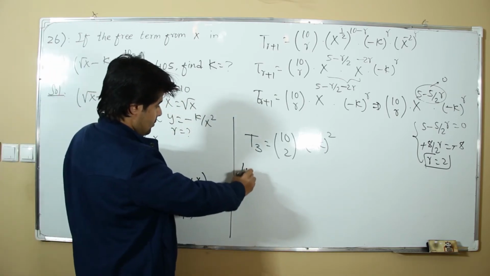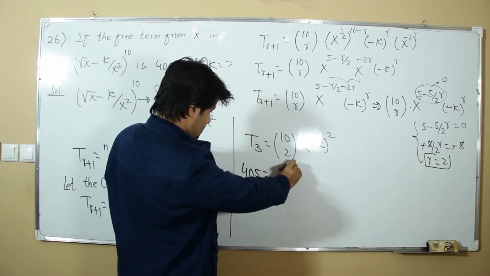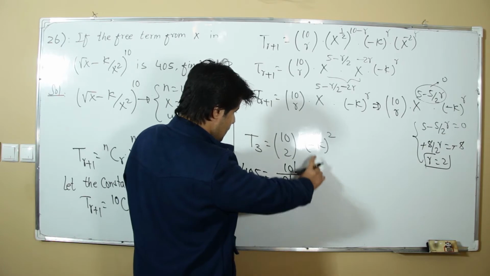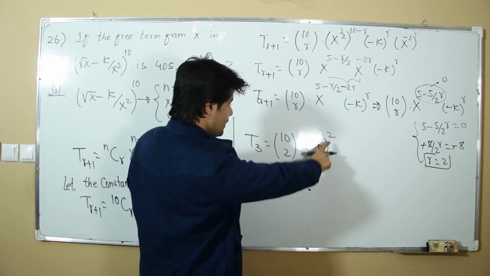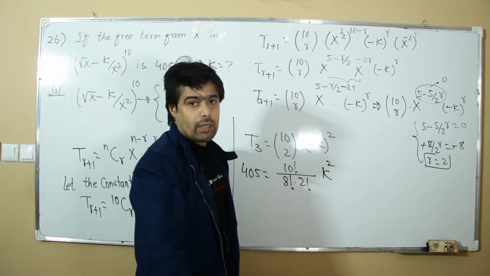And instead of this one, you can write 405. Now you can solve this one. It's 10 factorial over (10 minus 2), 8 factorial, times 2 factorial. Minus raised to the power even number, it's plus. K raised to the power 2, it's k square.